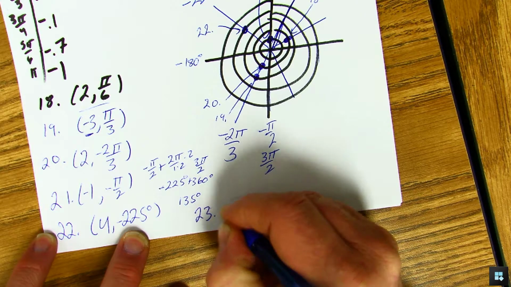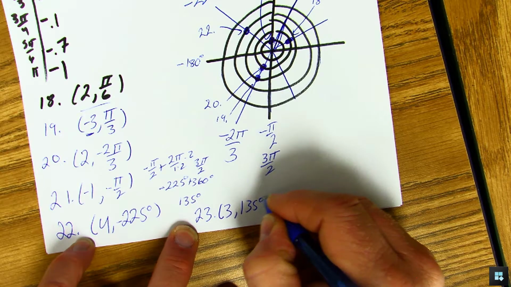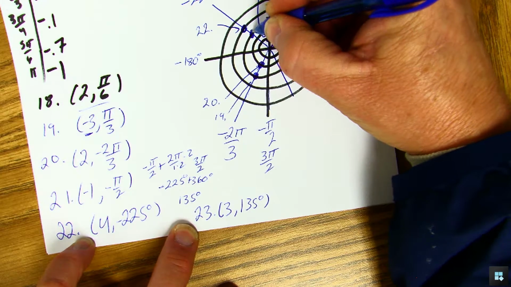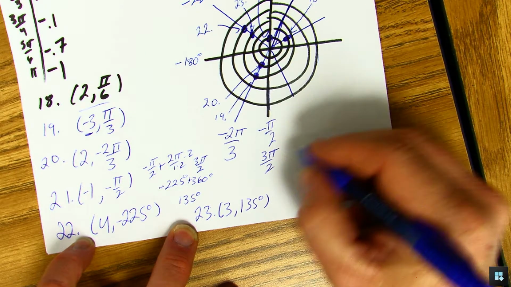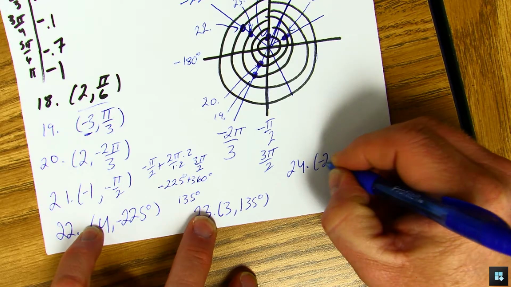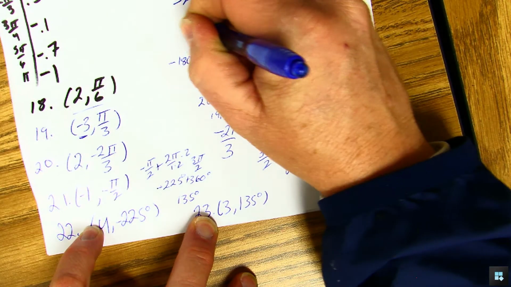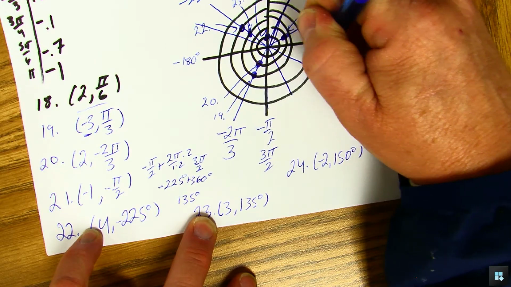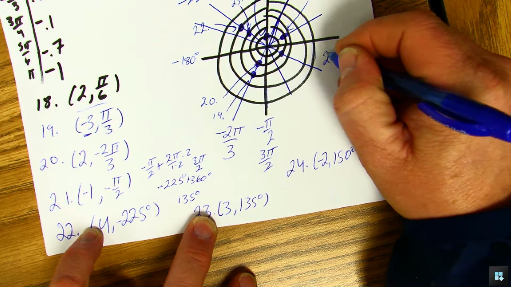23. 23 says we have a point at 135 degrees. So this is 135 degrees, 3 circles out, puts me right there. That's number 23. Bam. 24. 24 says negative 2, 150 degrees. So I go to 150 degrees, which is like right here. But negative 2 means instead of coming out 2 this way, I shoot in the opposite direction 2, so it's right there. That'd be number 24.